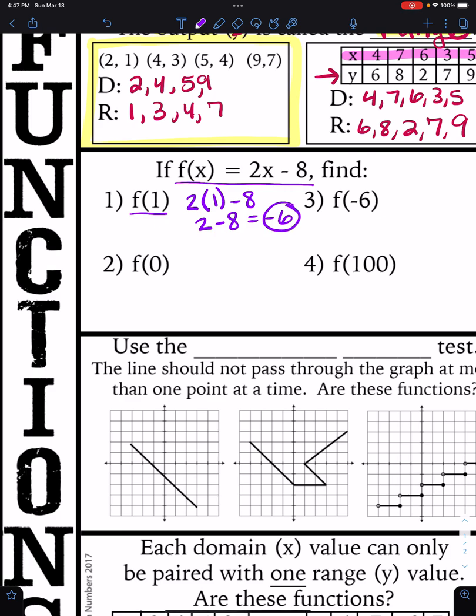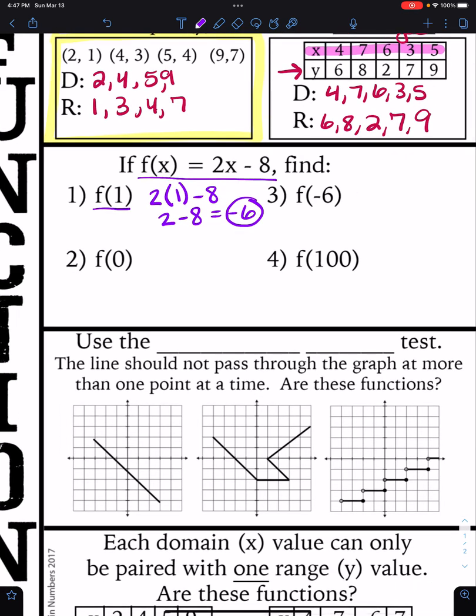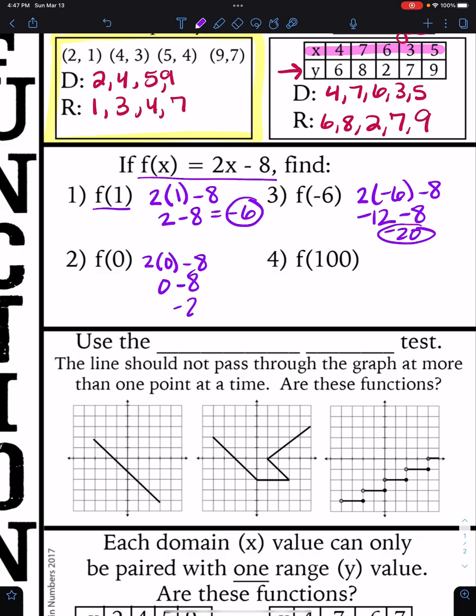So if we're finding f of negative 6 using that same function, we will replace the x with negative 6. So 2 times negative 6 minus 8 is going to be negative 12 minus 8, which is negative 20. For f of 0, we'll replace x with 0. 0 minus 8 is negative 8. And for the last one, if we're looking for f of 100, we'll replace the x with 100, and we'll have 200 minus 8, 192. Beautiful.